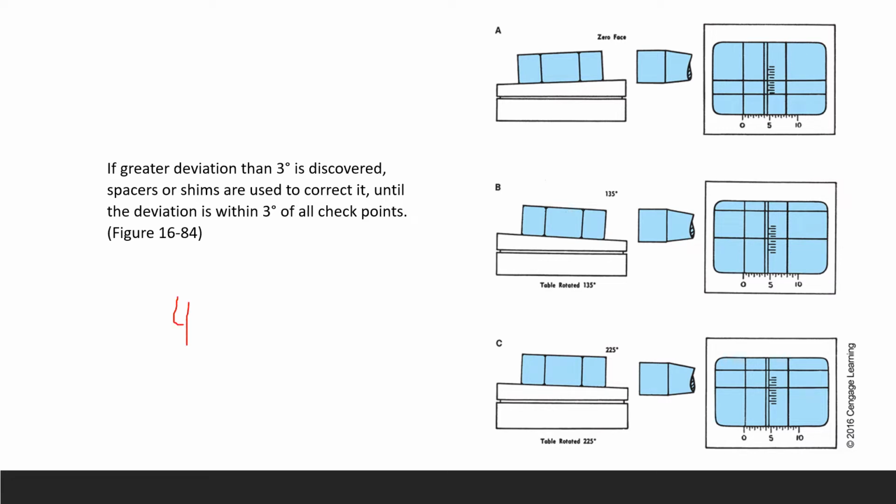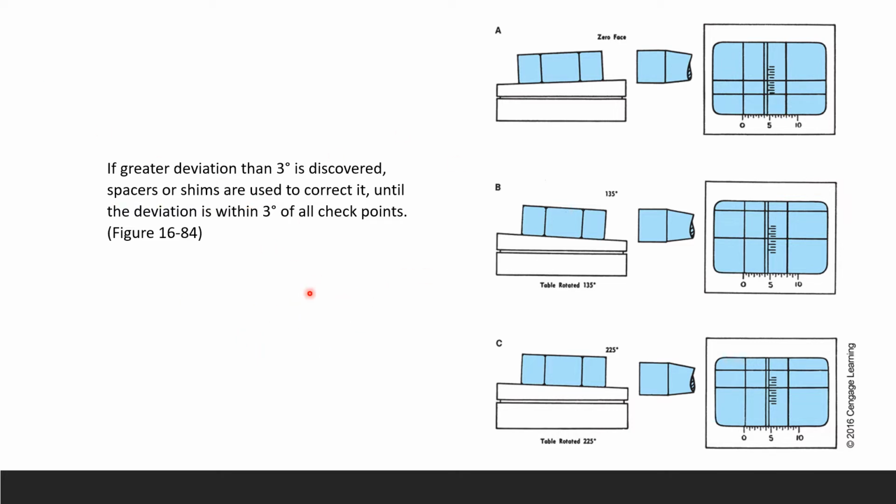So you started with 4 degrees, okay? And if you have a greater deviation than 3 degrees, let's say you add some more, another 4 degrees, so you're going to have a total of 8 degrees. That is greater than a 3 degree deviation, right? And at that time, we're going to use a spacer or shims to correct that. The same thing with 135: if you have an error of more than 3 degrees, you would have gotten something like 139. In that case, again, we use a spacer or shims to correct it.